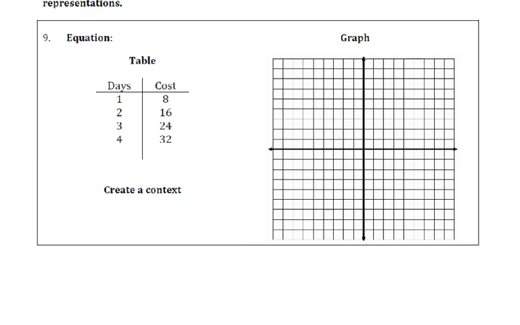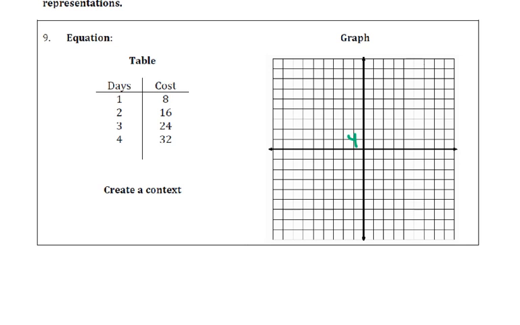So, days and cost. So create a context or story. So, let's graph it first. That's probably the easiest. So we go up to 32, so I maybe want to count by more than just one, because my graph doesn't go up that high. 1, 2, 3, 4, 5, 6, 7, 8, 9. So maybe count by 4s.